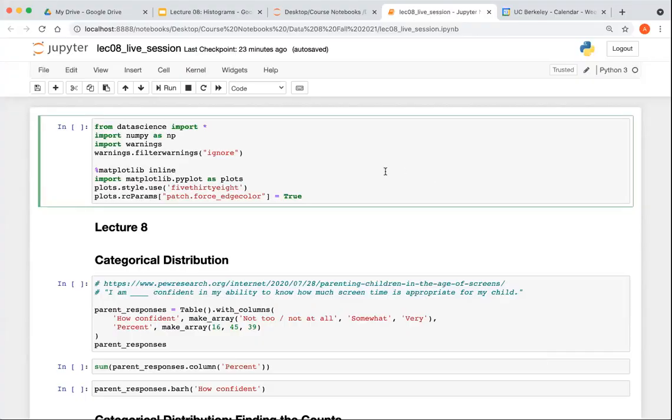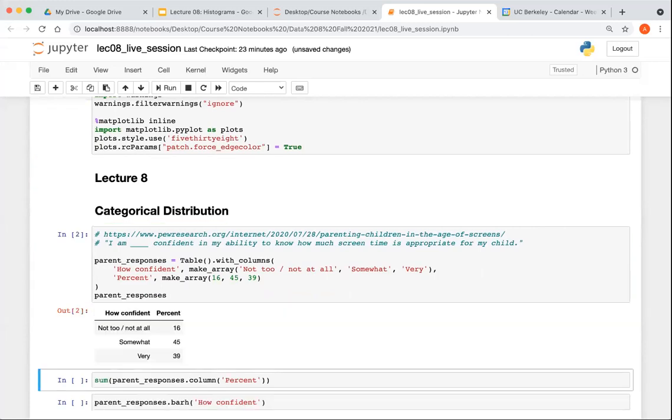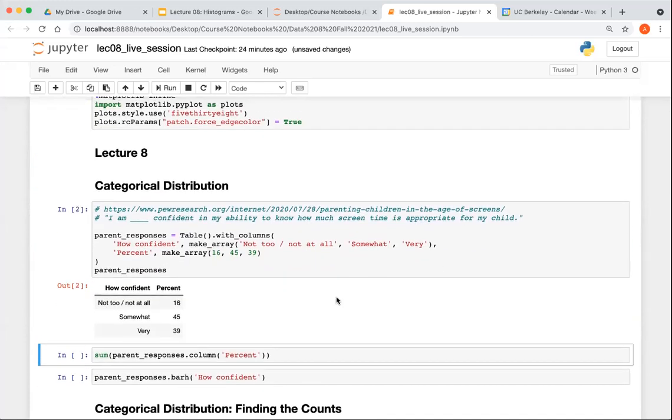So to visualize a distribution, this is called a categorical distribution. The variables are categories. I just created a data set by copying a table from a survey. This is parents surveyed in 2020, and they were asked, how confident are you about knowing how much screen time your kid should have? And so the variable is the level of confidence. And so there are three categories: not at all, somewhat, and very. And you have the percents in each category.